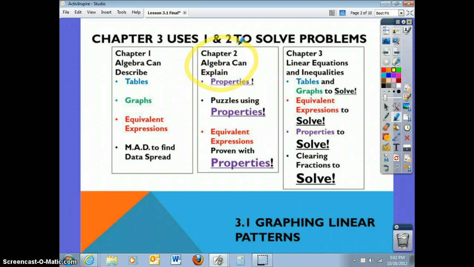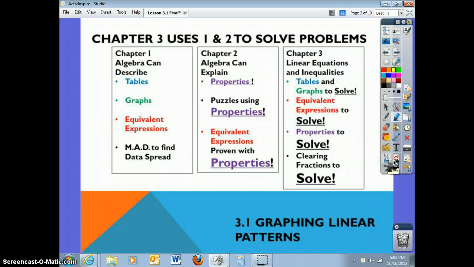Properties explain why things work, including using properties to absolutely, positively prove that either two expressions are equivalent or absolutely, positively prove that they are not equivalent. And properties is the only way you can do it. Tables and graphs won't do it absolutely.